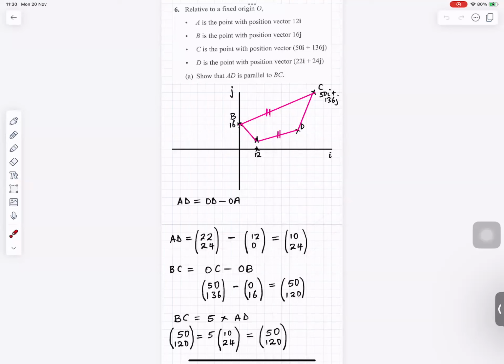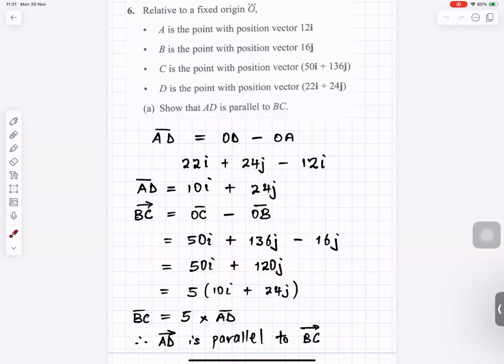BC is the second one, OC minus OB. So 50 minus 0 is 50. 136 minus 16 is 120. Now, if you compare those numbers, 10, 24, and 50, 120. If you times 10 by 5, you get 50. 24 times 5, you get 120. So that means BC is 5 times AD. That means they are parallel.